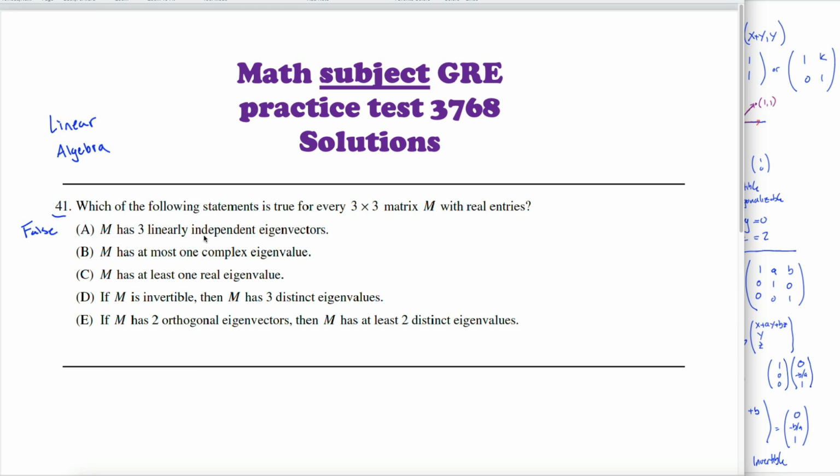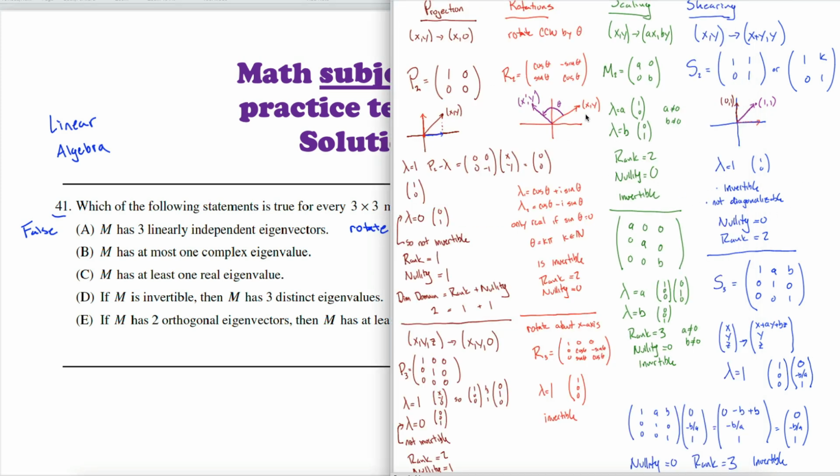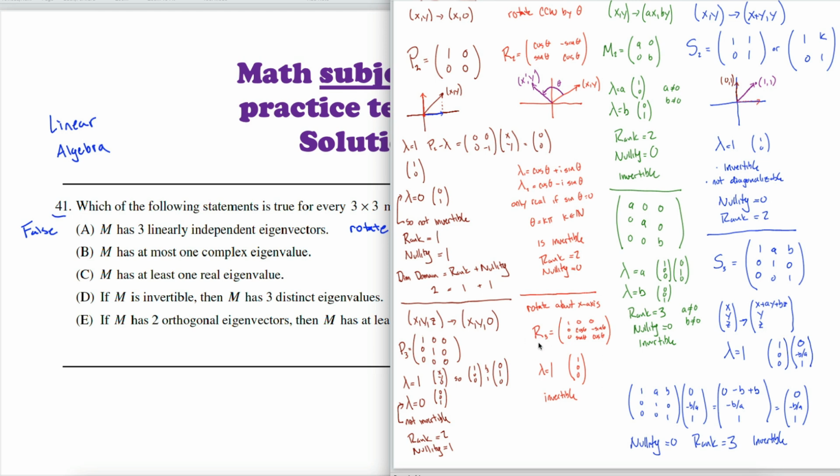So can we think of a 3x3 matrix that does not have 3 linearly independent vectors that get scaled by the transformation? Well, the first one that comes to mind for me would be a rotation. Maybe rotate around the x-axis. Fairly certain that was one of the examples I talked about here. And see, rotations, 3D here. As I talked about in this video, it only has one eigenvalue, and that eigenvalue has a one-dimensional vector space. So it has one linearly independent eigenvector. It certainly does not have 3.